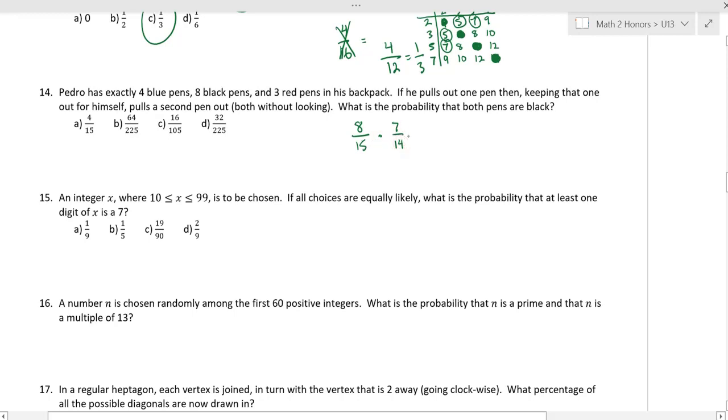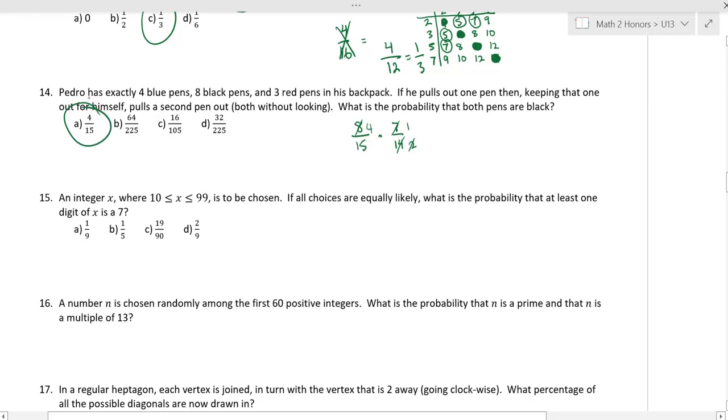And then you just multiply and reduce. When you work through that, well, let's see here. 7 out of 14 is 1/2. And then the 8 and 2 can reduce. So you end up with 4 out of 15 for an answer.